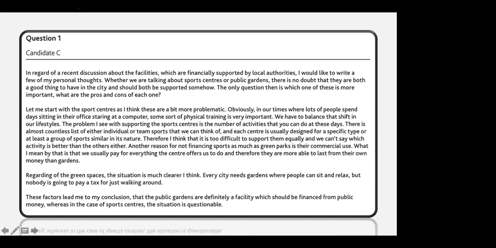and we can't say which activity is better than the others either. Another reason for not financing sports as much as green parks is their commercial use. What I mean by that is that we usually pay for everything the center offers us to do, and therefore they are more able to last from their own money than gardens. Regarding the green spaces, the situation is much clearer, I think. Every city needs gardens where people can sit and relax, but nobody is going to pay a tax for just walking around. This factor led me to my conclusion that the public gardens are definitely a facility which should be financed from public money, whereas in the case of sports centers, the situation is questionable.